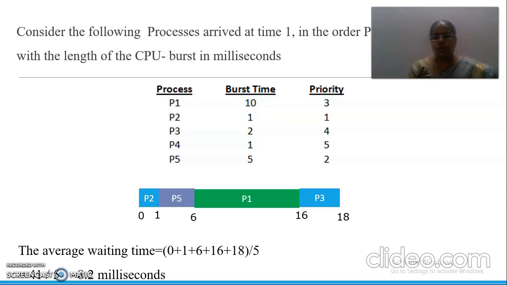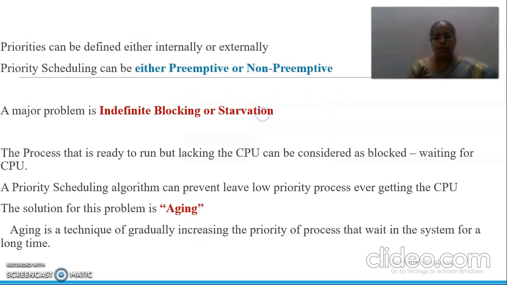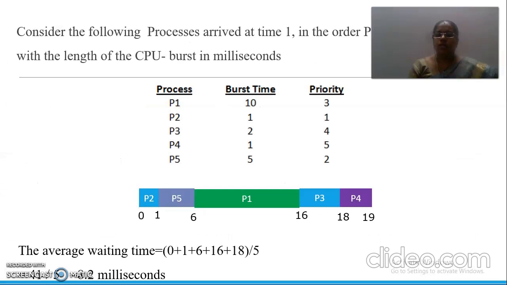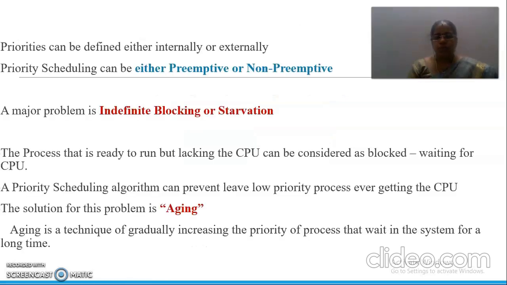And finally P4, which needs 1 millisecond, completes its process. So when we see how we can fix this priority, it can be internally fixed or it can be externally fixed. The average waiting time for this is calculated in the same manner. That is, average waiting time is nothing but the sum of the waiting time for each process divided by the number of processes. And in this case, it is giving me 8.2 milliseconds.